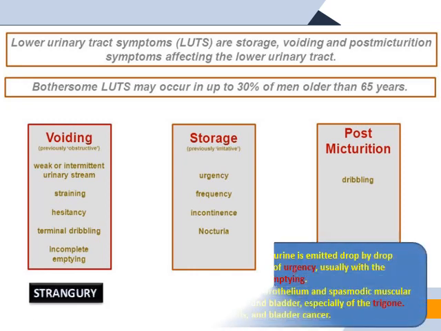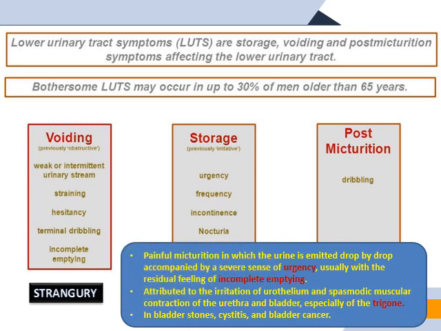Strangury. Strangury is a symptom that includes a cluster of manifestations. It is a painful micturition in which the urine is emitted drop by drop, accompanied by a severe sense of urgency and with a residual feeling of incomplete emptying. So it includes 3 symptoms: urgency, incomplete emptying, and dysuria. And this is attributed to the irritation of the urothelium of the urinary bladder, and it may present in bladder stones, cystitis, and bladder cancer.